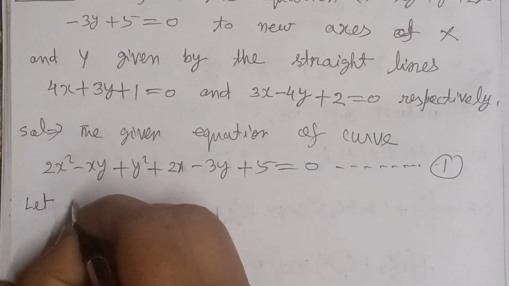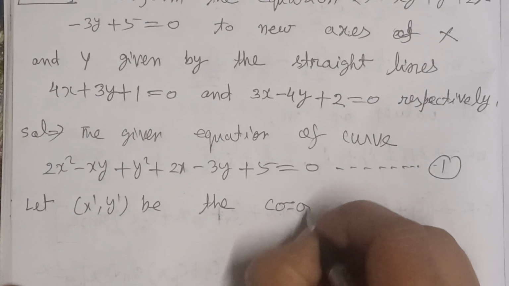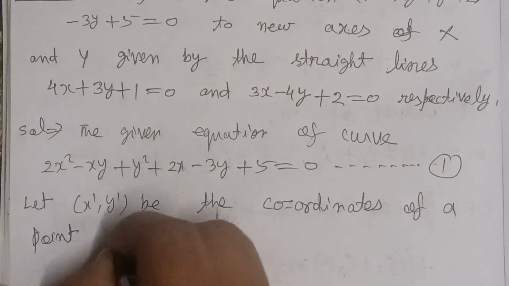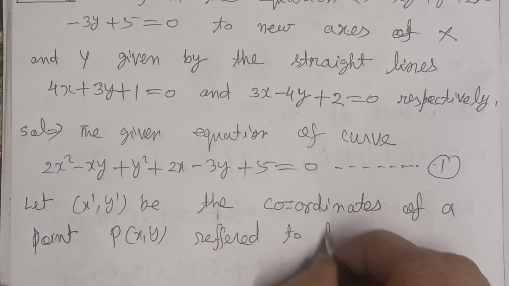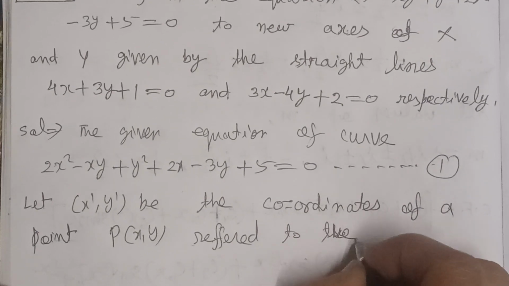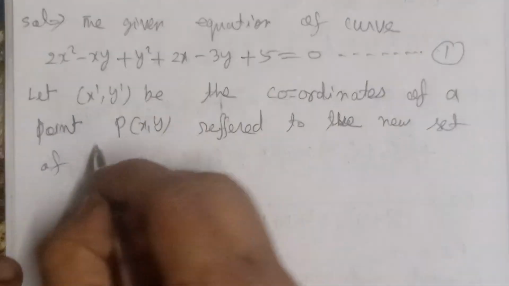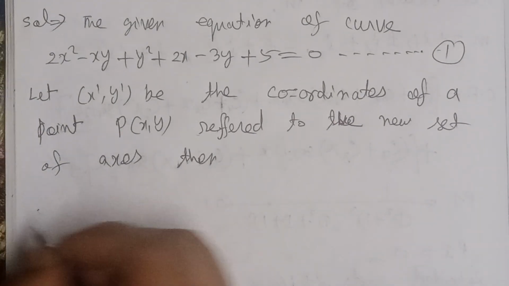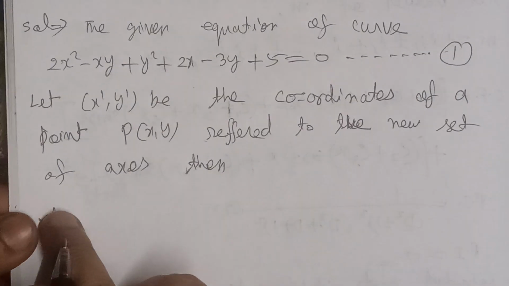Now let x dash, y dash be the coordinates of a point P(x, y) referred to the new set of axes, means X axis and Y axis. Then I want to show in figure.